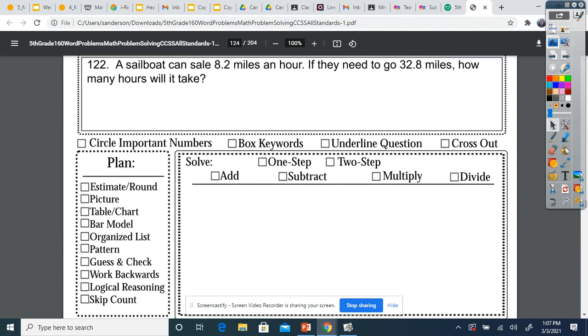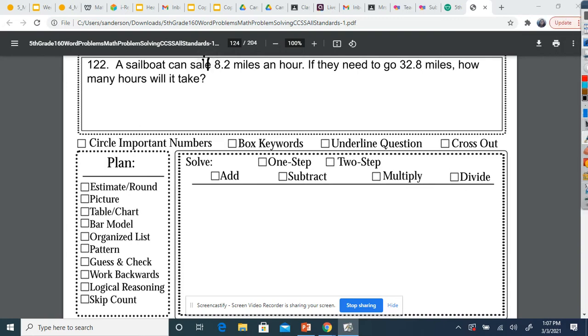Okay, a sailboat can sail. I didn't write this problem, but "sail" should be an I and an L. A sailboat can sail 8.2 miles in 1 hour. If they need to go 32.8 miles, how many hours will it take?